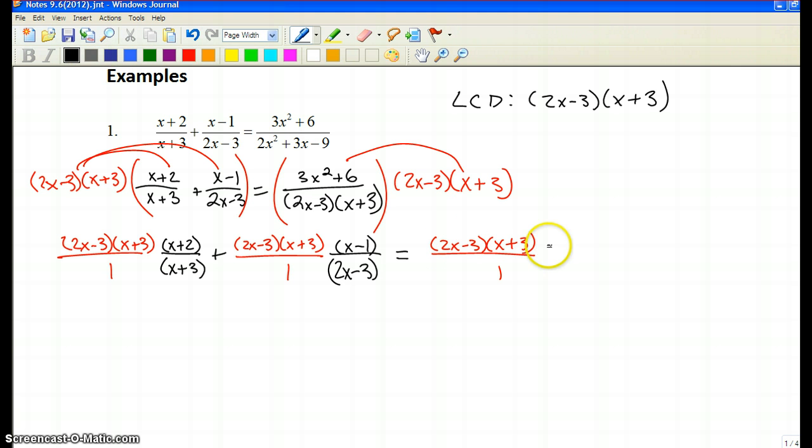And I know this is a lot of writing, guys, but it's there to help you out. Now what you'll notice is we have a bunch of fractions times themselves, or times the common denominator. Some factors are going to cancel or reduce. Divide out and make 1. This x plus 3 and that x plus 3 will reduce to make 1.